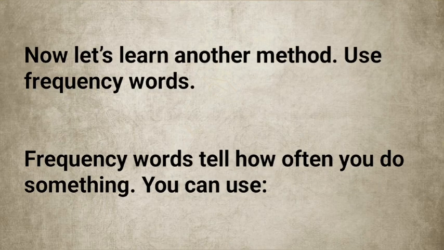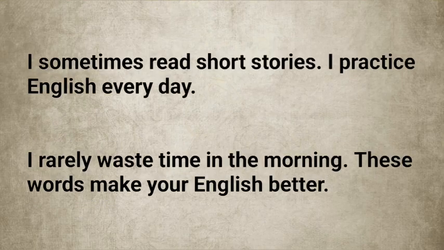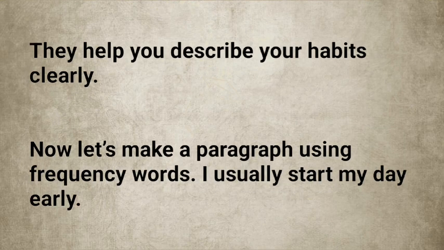Use frequency words. Frequency words tell how often you do something. You can use always, usually, often, sometimes, rarely, every day, once a week, most of the time. For example, I usually wake up early. I often listen to English podcasts. I sometimes read short stories. I practice English every day. I rarely waste time in the morning. These words make your English better. They help you describe your habits clearly.